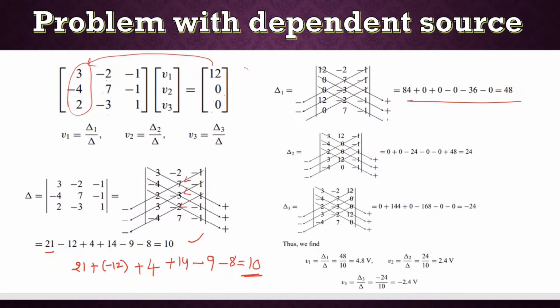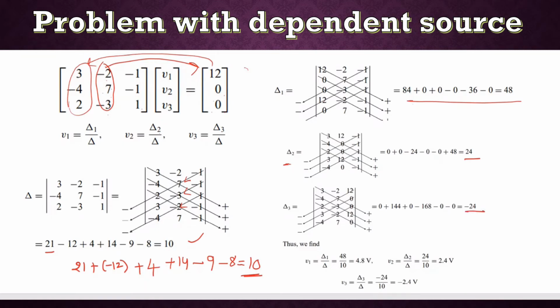Similarly, delta 2 is: replace this column, -2, 7, -3, with 12, 0, 0 and repeat the first two rows. Apply the same rules, same multiplication and addition rule. So multiply along this line and add it to the next multiplication and the next multiplication, and subtract the first multiplication, second multiplication and third line multiplication. So you'll get 24. Similarly, delta 3 is -24.